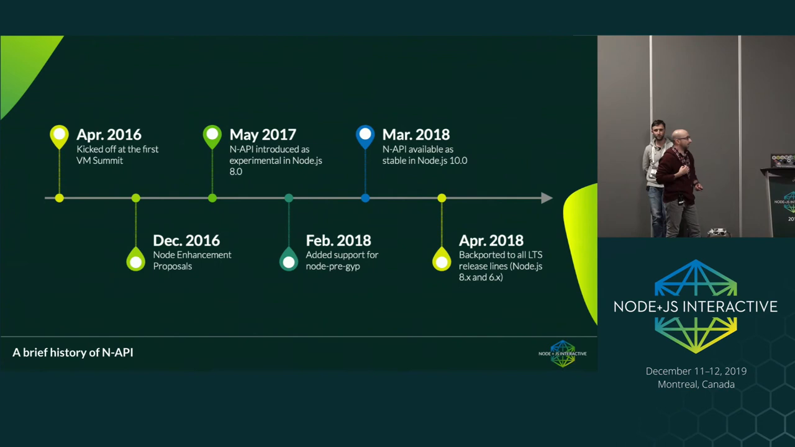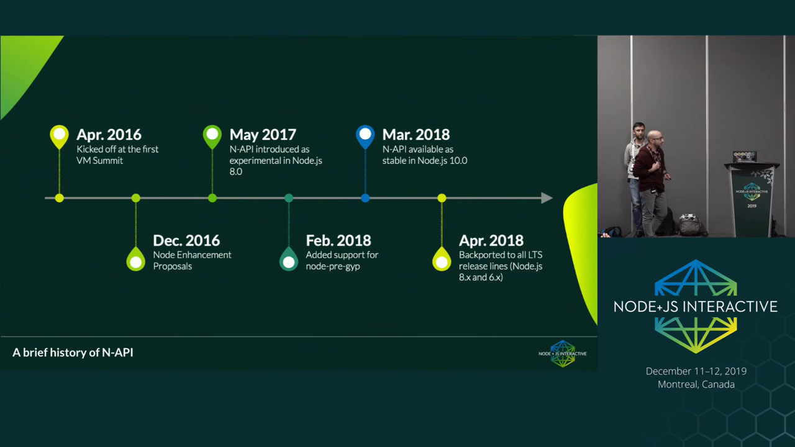N-API was kicked off for the first time at the VM Summit in April 2016. In this summit, core collaborators discussed the VM support for Node.js, and N-API was identified as a core area to improve the native add-on mechanism.